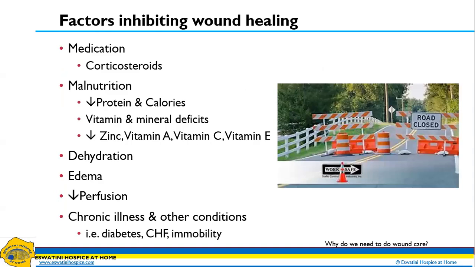wound healing include medications. You will find that some patients are taking certain medications that compromise the immune system, like corticosteroids. For a wound to heal, it requires the immune system to be stronger, but in this case corticosteroids are the blockage. Another one is malnutrition. Especially for patients approaching their end of life, we know that they have reduced protein or calorie intake, and sometimes they end up NPO due to progression of their condition.